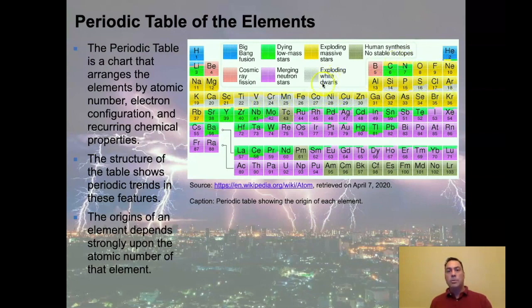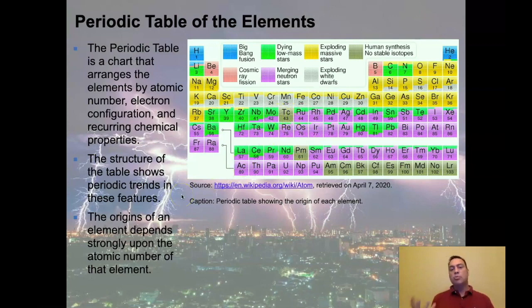Your exploding white dwarfs tend to give you the iron-group elements: chromium, manganese, iron, cobalt, nickel, things like this. Merging neutron stars tend to give you the very large atomic mass elements, your uranium, gold, silver, things like this. And of course, human synthesis is the only thing that creates certain other elements, and we see those here, marked in gray.